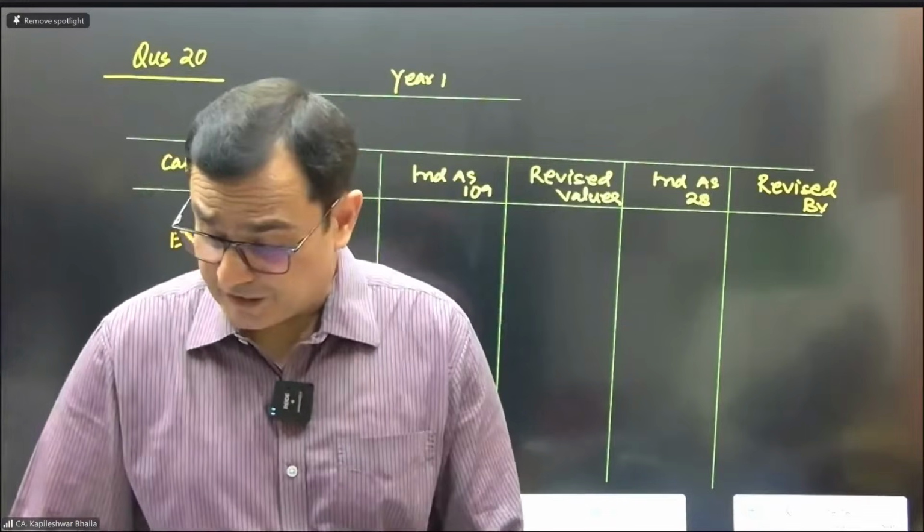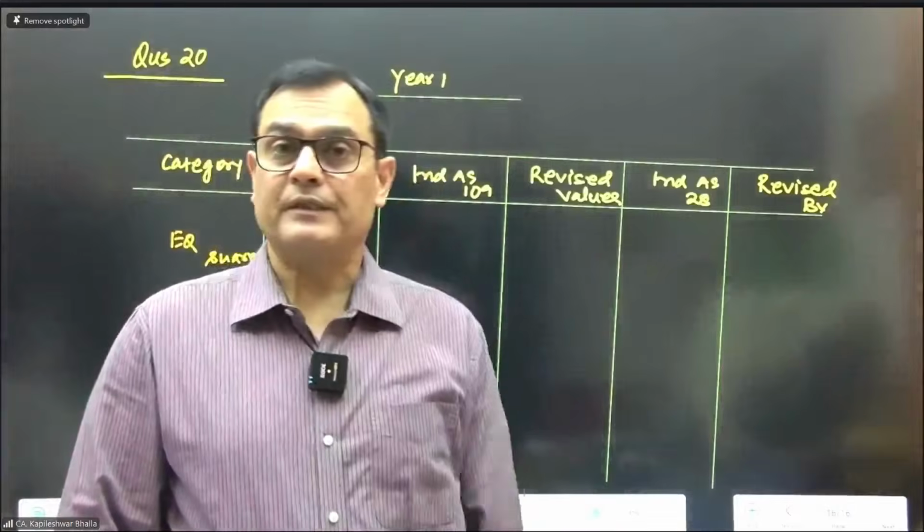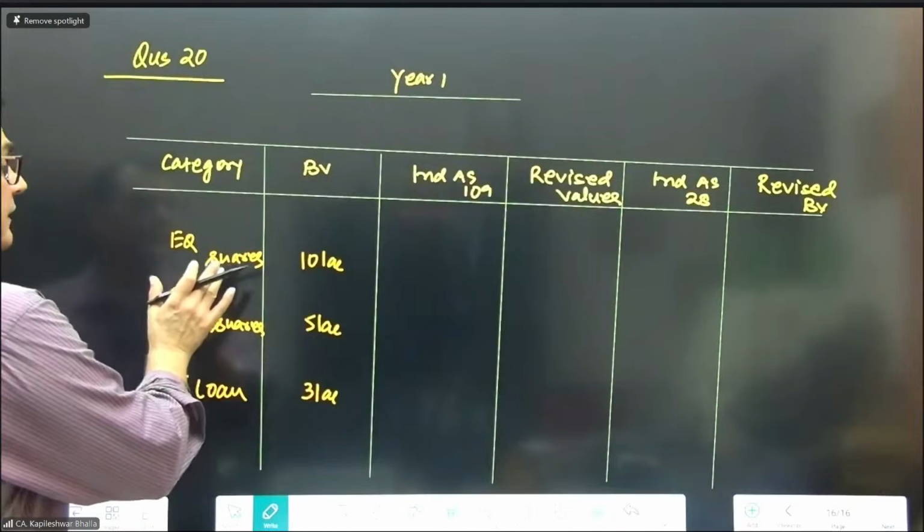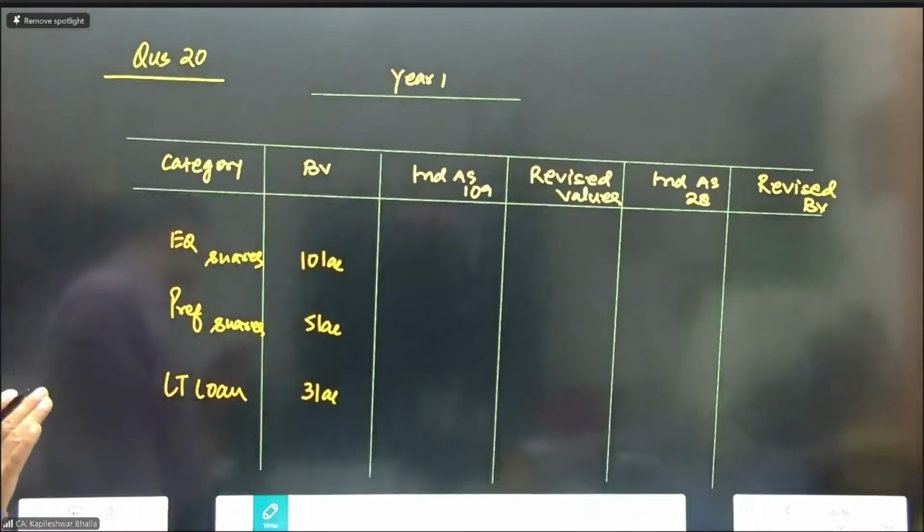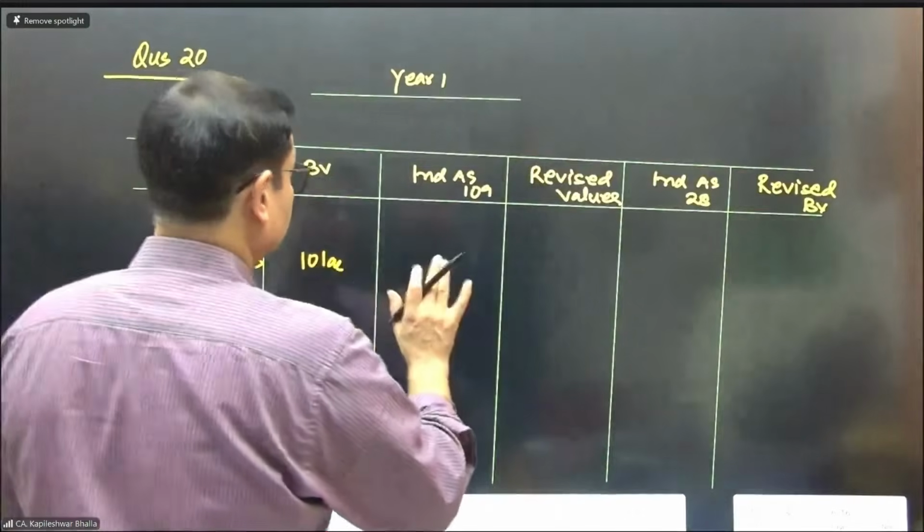Now, the first thing we need to do is apply the concept of Ind AS 109. On the equity shares, we are not given any information, so nothing is to be done because this is equity method.